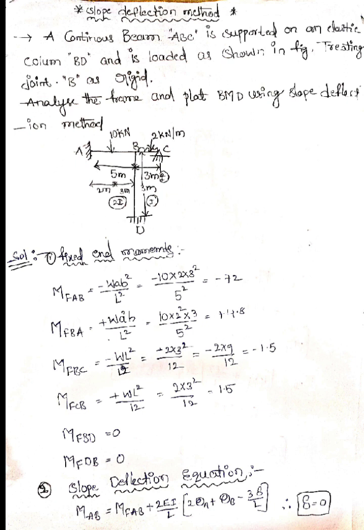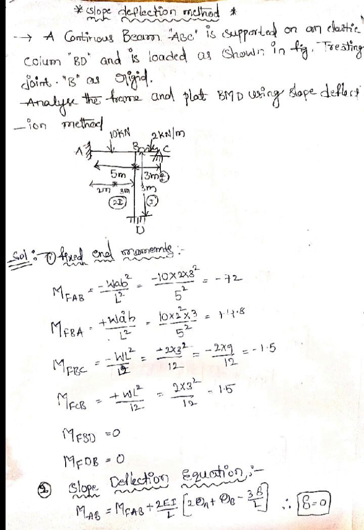Now let us see a problem here: analysis of a non-sway portal frame using the slope deflection method. A continuous beam ABC is supported on an elastic column BD and is loaded as shown in the figure. Treating joint B as rigid, analyze the frame and draw the bending moment diagram using the slope deflection method. You can see a portal frame there, a T frame, and this is a non-sway frame because at A there is a fixed support, at C there is a hinged support, and at D there is a fixed support. So it cannot move. There is no chance for sway.